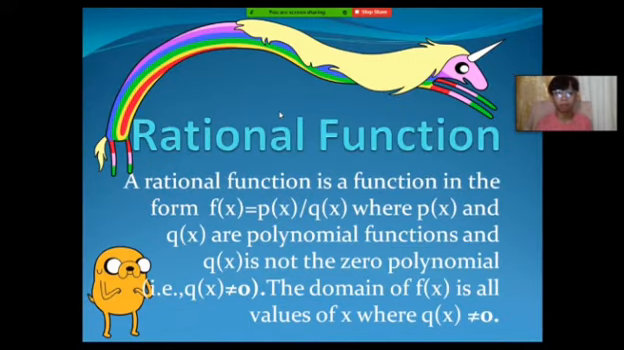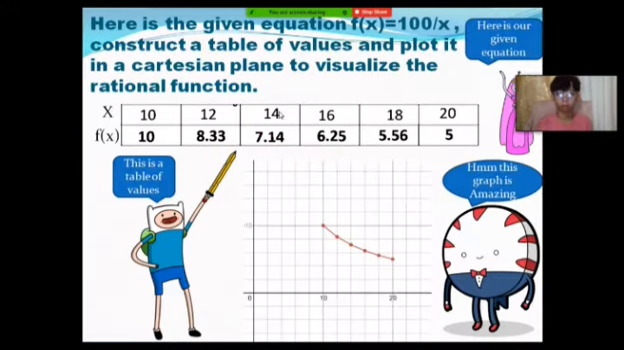Rational function is a function in the form of f of x equals p of x over q of x, where p of x and q of x are polynomial functions, and q of x is not a zero polynomial function, because if q of x is equal to 0, our function will turn into undefined. The domain of f of x is all values of x where q of x is not equal to 0.